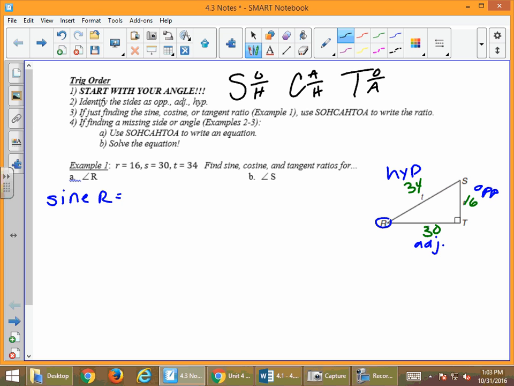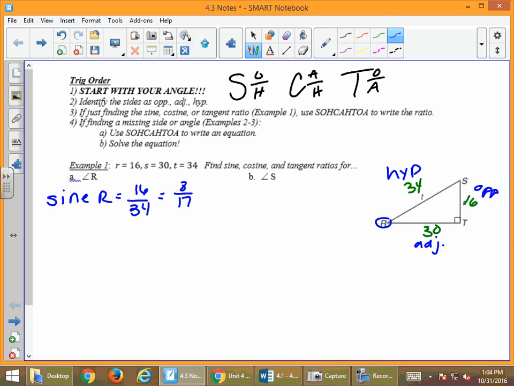Well, if we're trying to find sine, what two pieces do we need? What over what? Opposite over the hypotenuse. What's our opposite? 16. What's our hypotenuse? And what does that reduce to? 8 over 17.